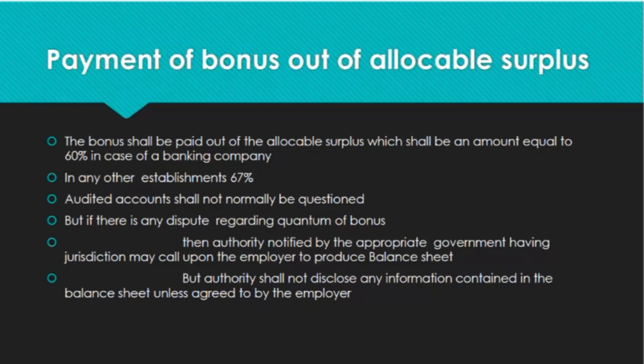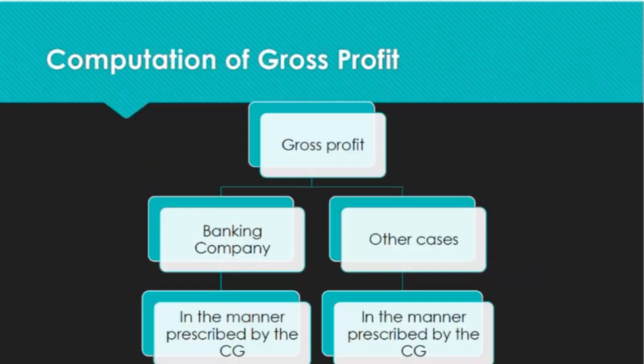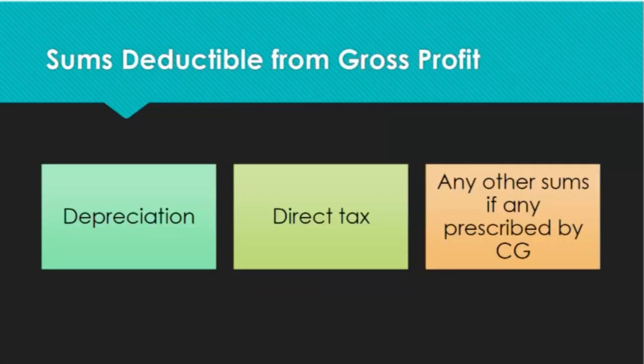And how do you calculate the surplus? When we calculate surplus we have to take gross profit. Okay, gross profit will be computed in a manner that is determined by the central government. From the gross profit, to get the allocatable surplus, we reduce depreciation, direct tax and any other sum that is prescribed by government. இது மூணையும் reduce பண்ணினா you get the allocatable surplus.